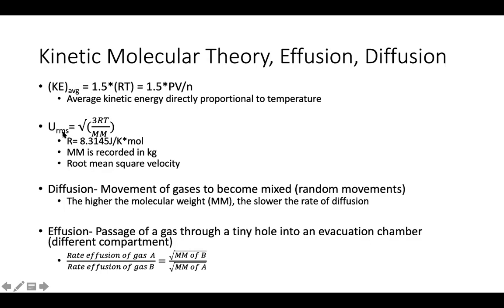URMS, which is your root mean square velocity. That is equal to the square root of all of this: 3RT divided by the molar mass of the element. The important thing to note here is that your molar mass is in kilograms, not in grams. This is just so that your units can cancel and your velocity comes out with the units meters per second. The other really important note here is that your R value is 8.31 joules per mole Kelvin.